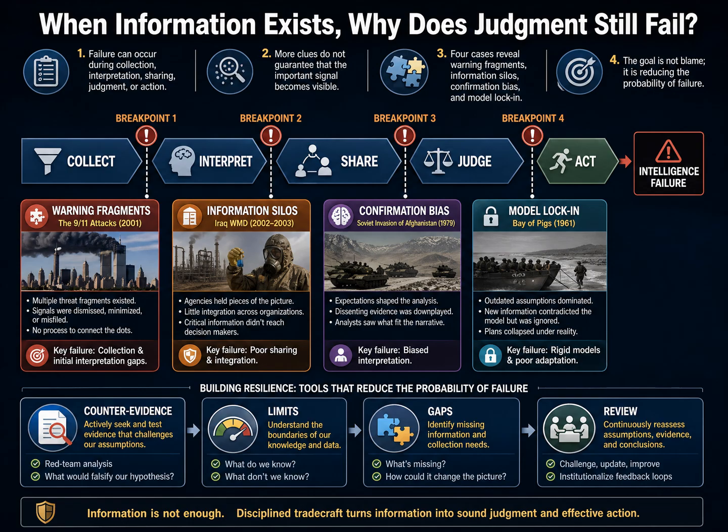changing course. We will use 4 widely discussed cases to study recurring mechanisms: warning fragments, information silos, confirmation bias, and model lock-in. The point is not to deliver a one-line verdict on complex history. The point is to build habits that expose weaknesses in our own OSINT work.